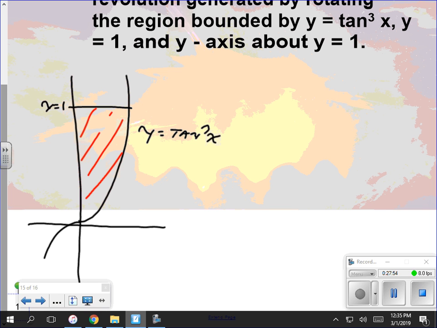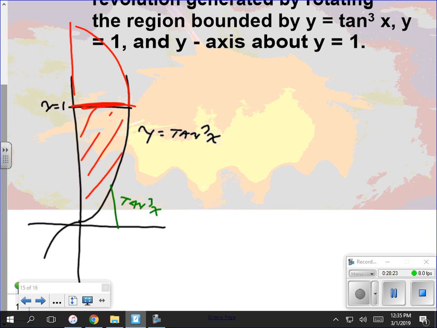What are we spinning it around? We're spinning it around the line y equals 1. So we're getting some shape that goes with that. This is our axis of rotation. How many of you said the radius was the tangent cubed of x? Because if you did, you were wrong. The tangent cubed is this distance here.